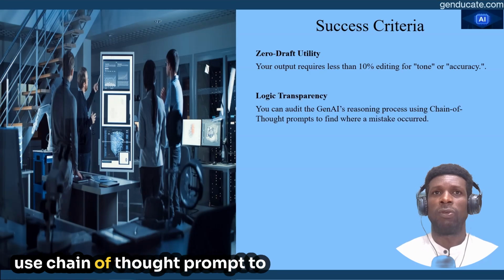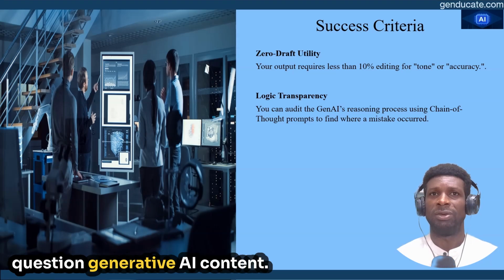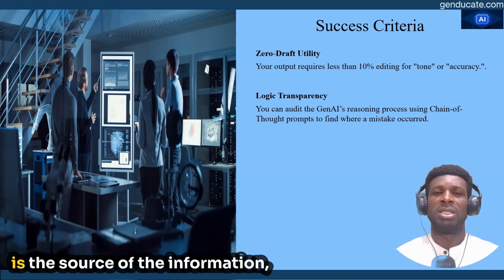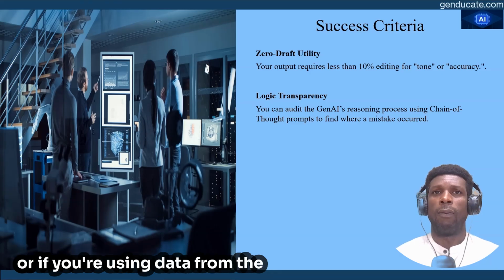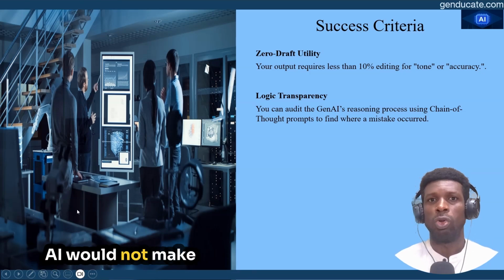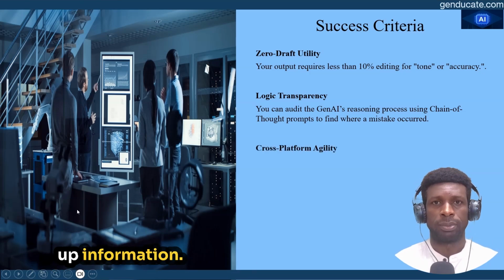to use chain of thought prompt to question generative AI content. For example, you can ask what is the source of the information, or if you're using data from the internet, that can be helpful. So you want the source. That way, generative AI would not make up information.